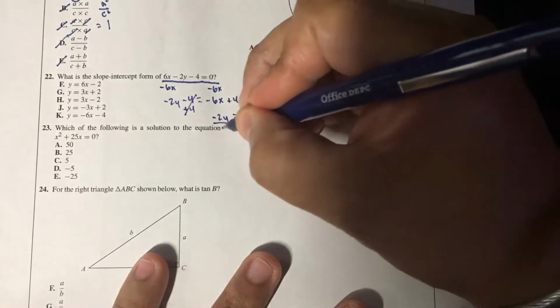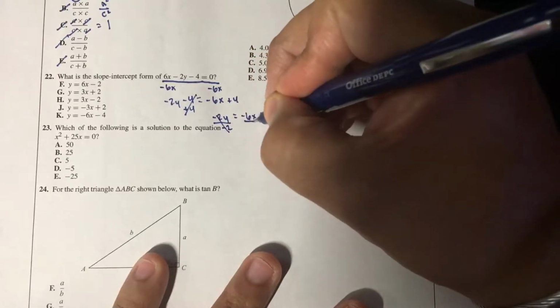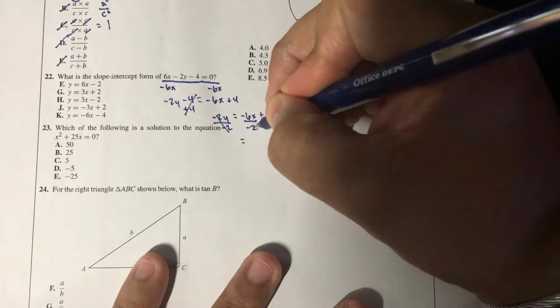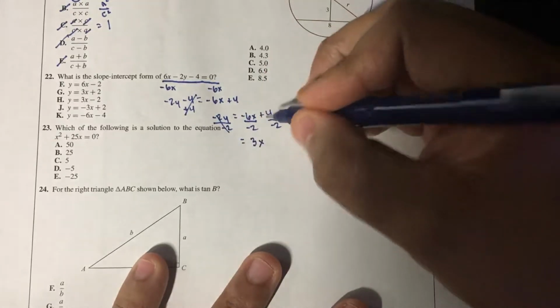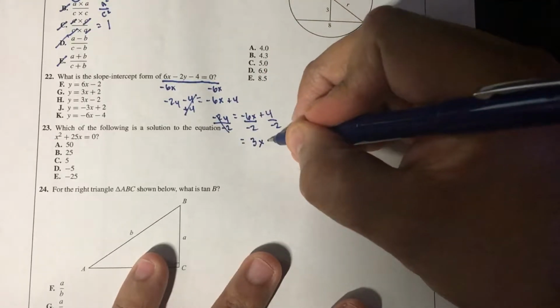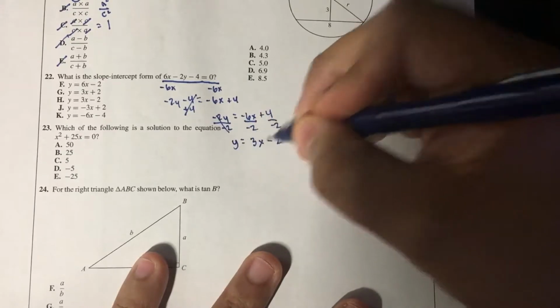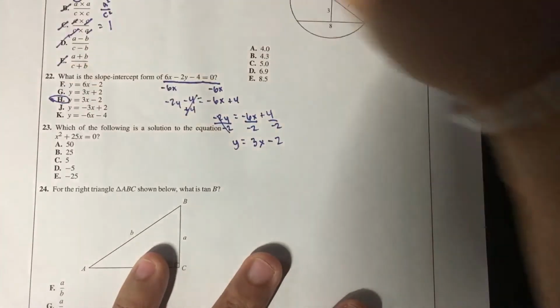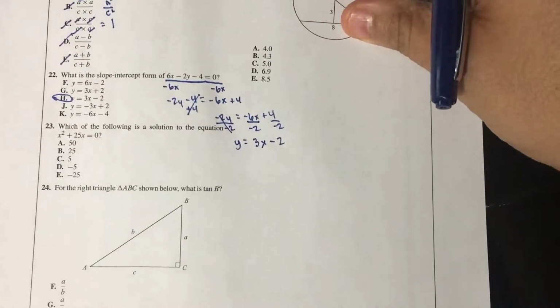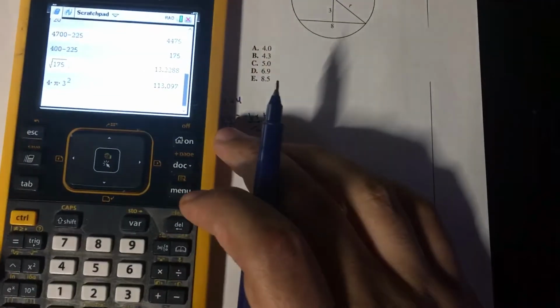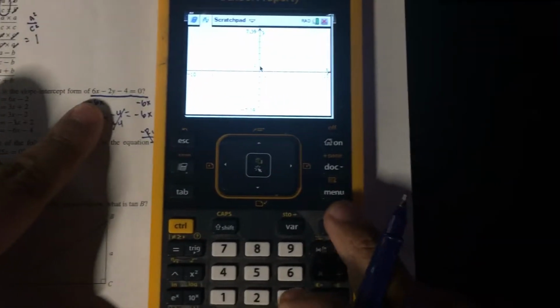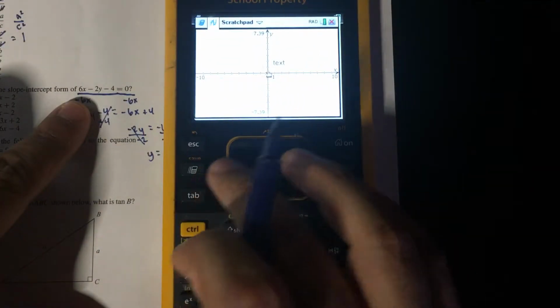Y is still not by itself, so I'm going to divide by negative 2, and divide each one of these by negative 2. So negative 6 divided by negative 2 is positive 3, and 4 divided by negative 2 is negative 2. So y is equal to 3x minus 2, which is answer H. Now, there's two ways I could do this one. I could have also plugged this in just like that.